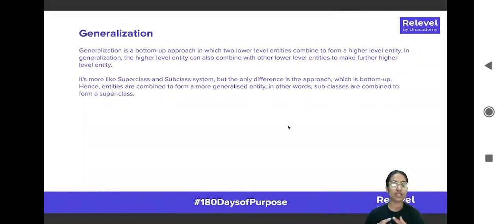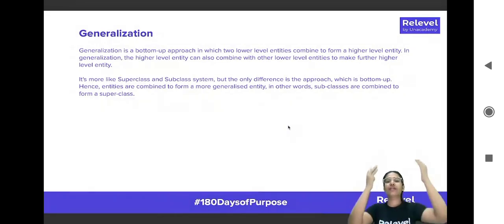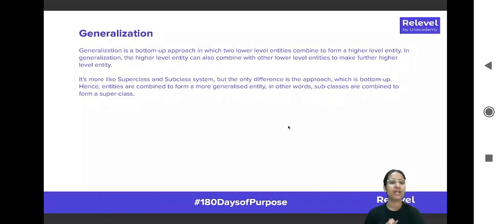Generalization is the bottom-up approach in which two lower level entities combine to form a higher level entity. In generalization, the higher level entity can also combine with other lower level entities to make further higher level entities. It's like the superclass and subclass system I told you about, but the only difference is the approach, which is bottom-up. Hence, entities are combined to form a more generalized entity, hence the name generalization. In other words, subclasses are combined to form superclasses.